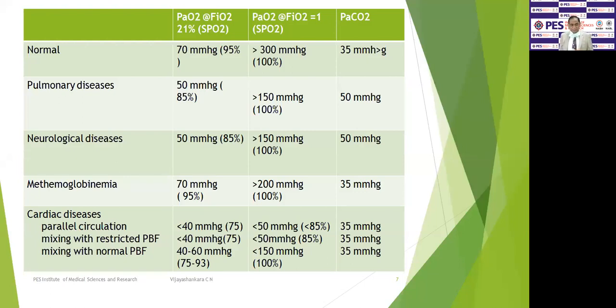Methemoglobinemia is a very rare disease, but one should consider it as one of the differential diagnoses for a central cyanosis. Usually, there's 70 millimeters of mercury, 95% saturation as in normal people. But when you give 100% oxygen, it goes more than 200 millimeters, but doesn't reach 300 millimeters of mercury. And the PCO2 will be normal. Usually in a hereditary form, you have a family history of methemoglobinemia. In the acquired form, there is a history of ingestion of nitrites and other substances which can cause methemoglobinemia.